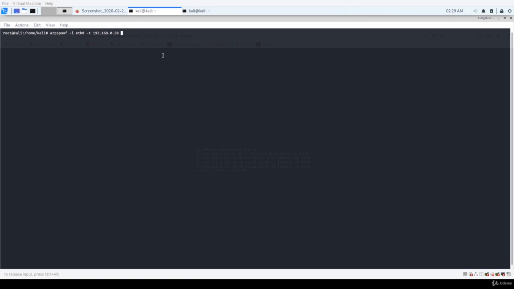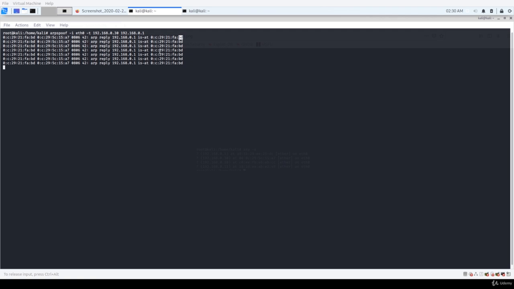Since we are the hacker machine and we are pretending to be the router, so that the victim machine sends packets to us, we will write the router's address here, 192.168.0.1. So now we are tricking the victim machine into thinking that we are the router, but we are actually not the router. If we press enter, you will see that it starts spoofing the victim machine. And now the victim machine thinks that we are at the BD MAC address.